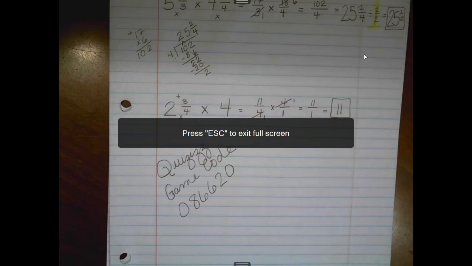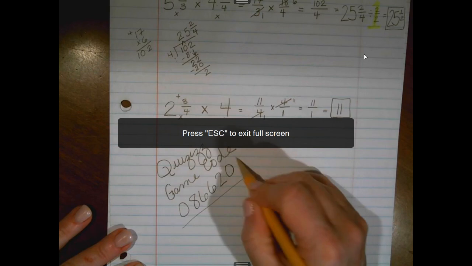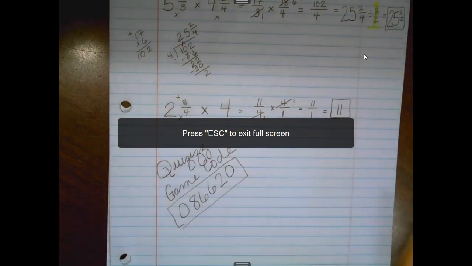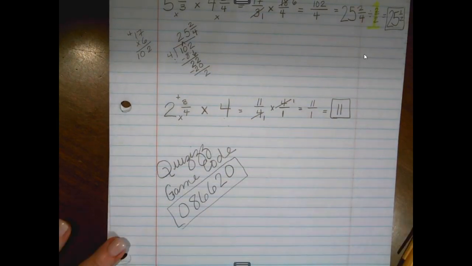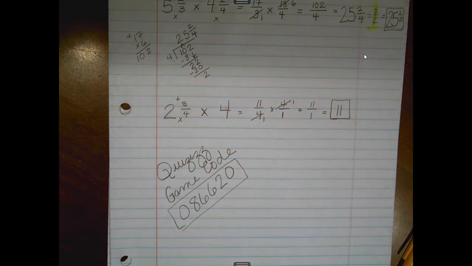So again, make sure you write down that quizzes game code, 086620. You only have one attempt. I highly suggest you have paper out. You work out the problems. You're not just guessing and checking. You're going to want to do your best to show that you have mastered multiplying fractions so that we can move on. All right. Good luck, and I will see you tomorrow.